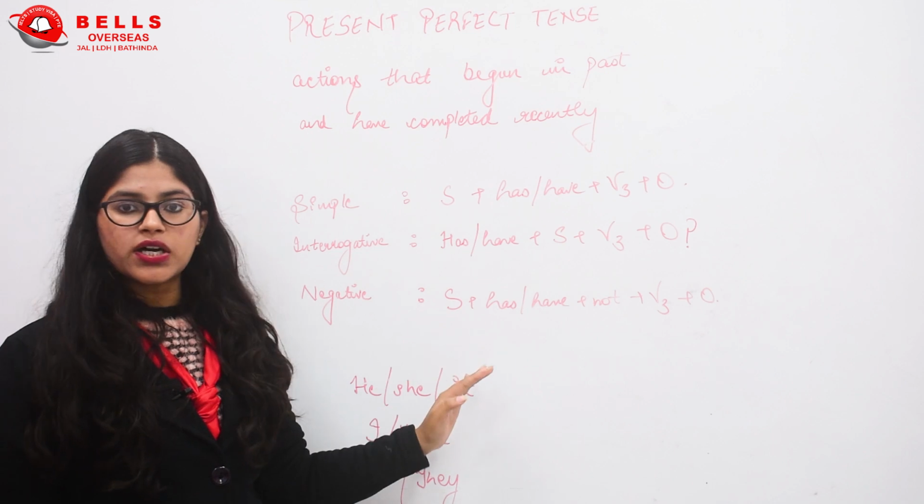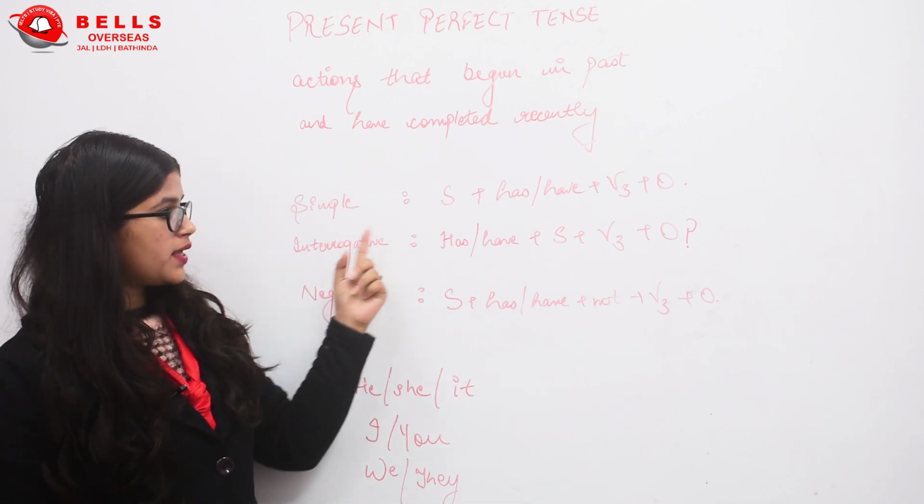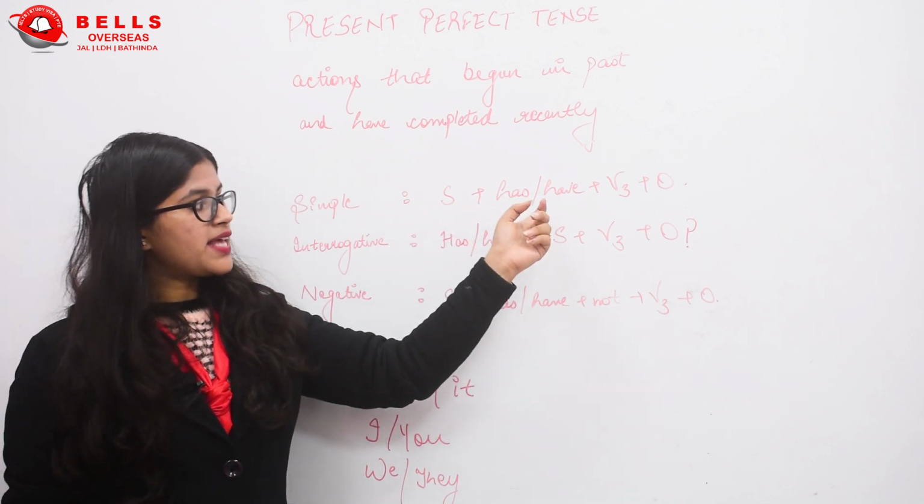Now again, three structures of how to use present perfect tense in different sentences. Simple में subject plus has/have.